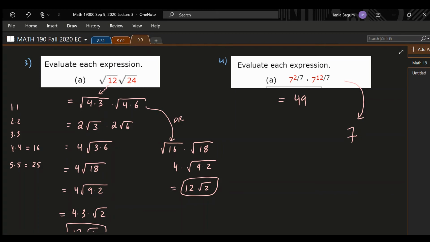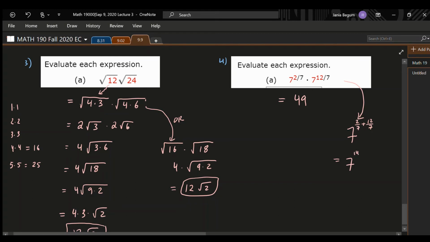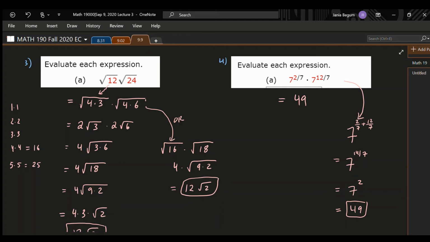Okay, so let's not expand the 7th root of 7 squared. That's huge, right? So if you add the exponents, 2 over 7 plus 12 over 7, we get 7 to the 14 over 7. Well, 14 over 7 is what? So 7 squared, right? That would be 49. So much faster doing it this way than expanding it, really. So hopefully you guys like it this way.